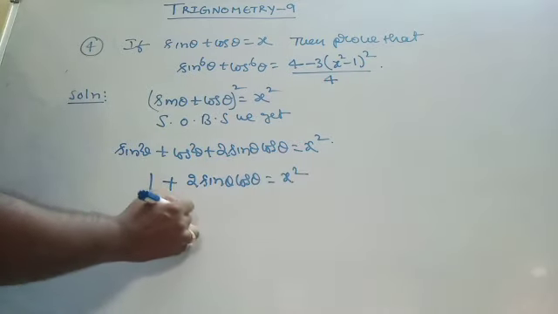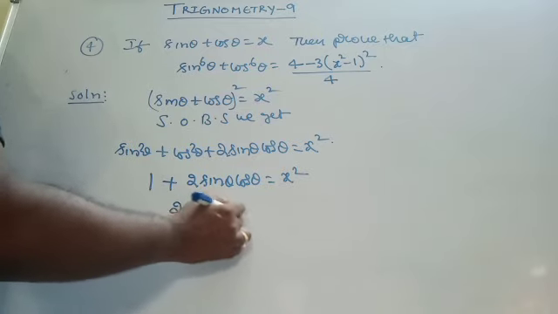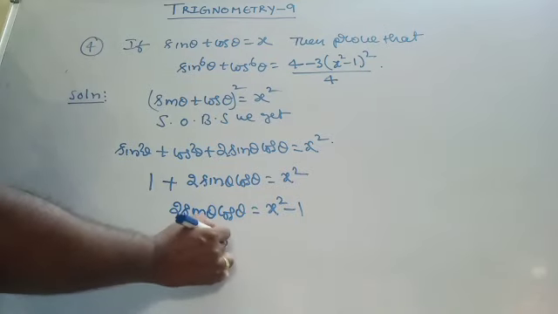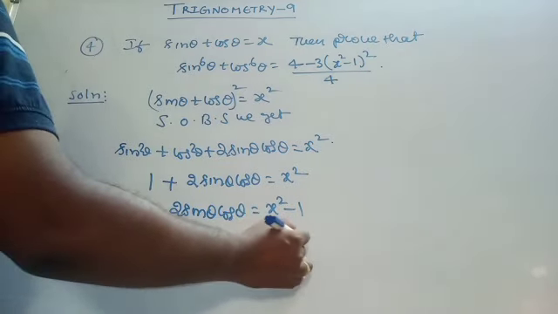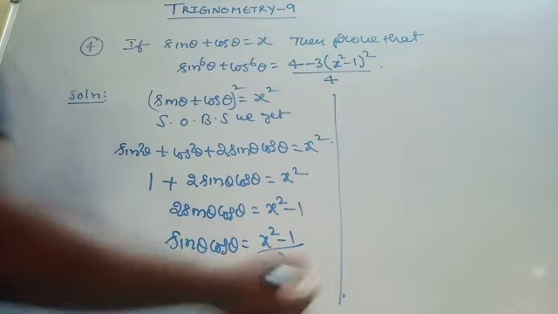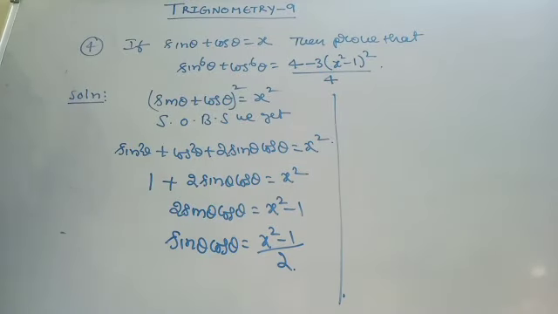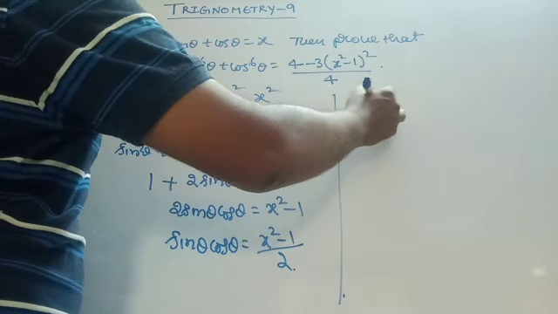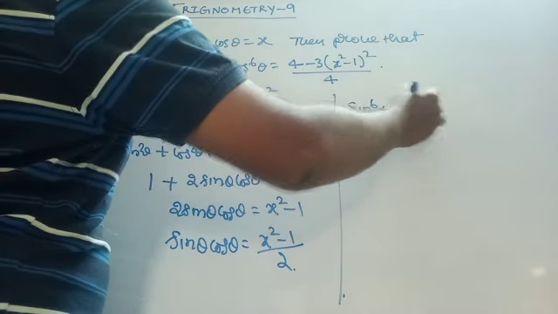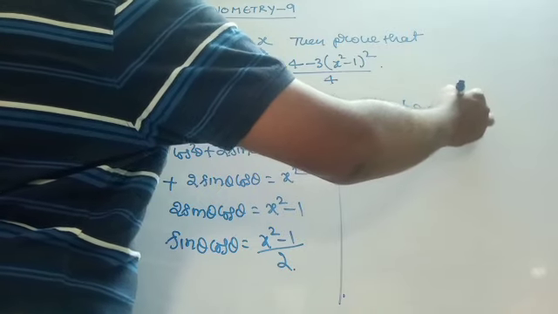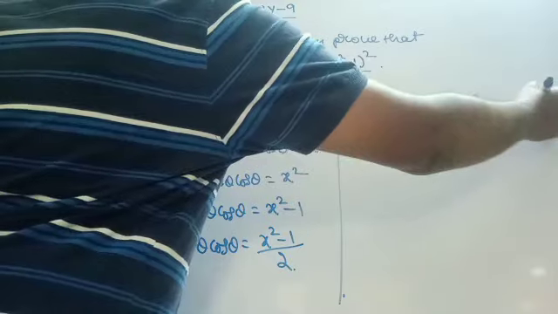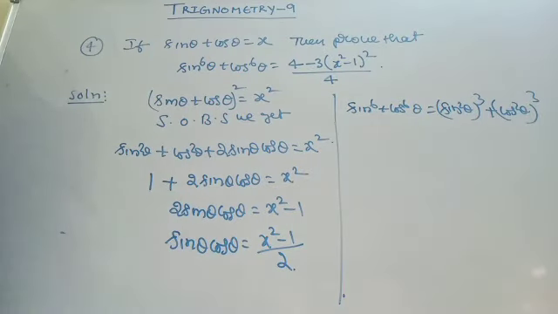Now from this, 2 sin theta cos theta is equal to x square minus 1, and from this sin theta cos theta is equal to x square minus 1 by 2, right? Sin theta cos theta equal to x square minus 1 by 2. You have got this fact, and we want to get sin power 6 theta plus cos power 6 theta. This we can write as sin square theta whole cube plus cos square theta whole cube.